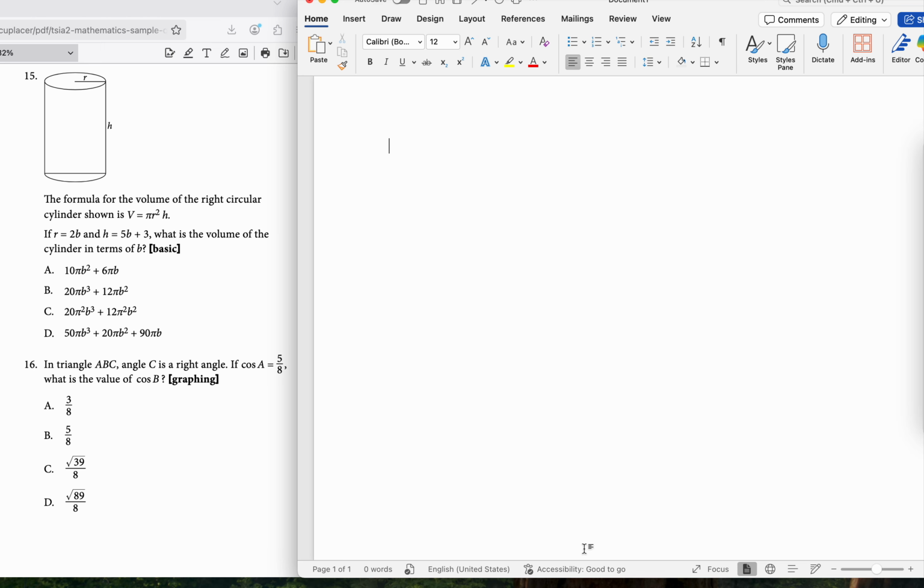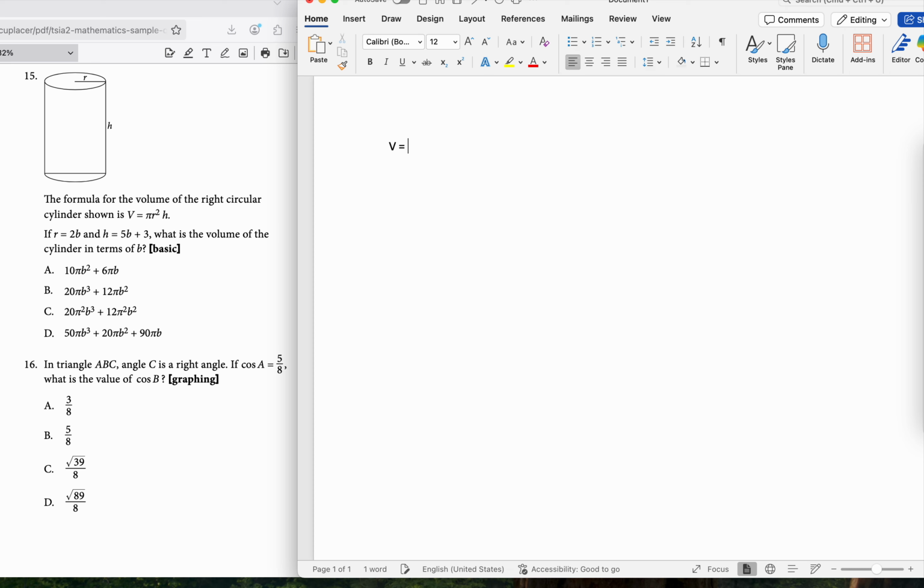Let's take a look at 15. 15 gives us the volume of a cylinder and a formula for it. So the cylinder is represented by the height and the radius. And the formula for the volume is V equals pi r squared h. R is 2b, h is 5b plus 3, and the question is asking what is the volume of the cylinder in terms of b. So let's write that out.